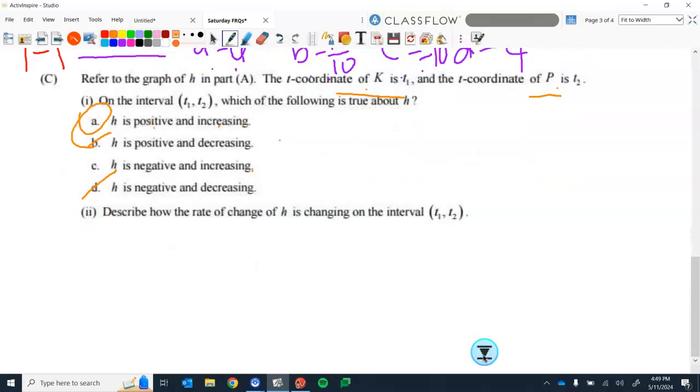All right, so then rate of change. If you couldn't get anything else on this question, you can get this. Because we're talking about rate of change, so we want our fun chart.